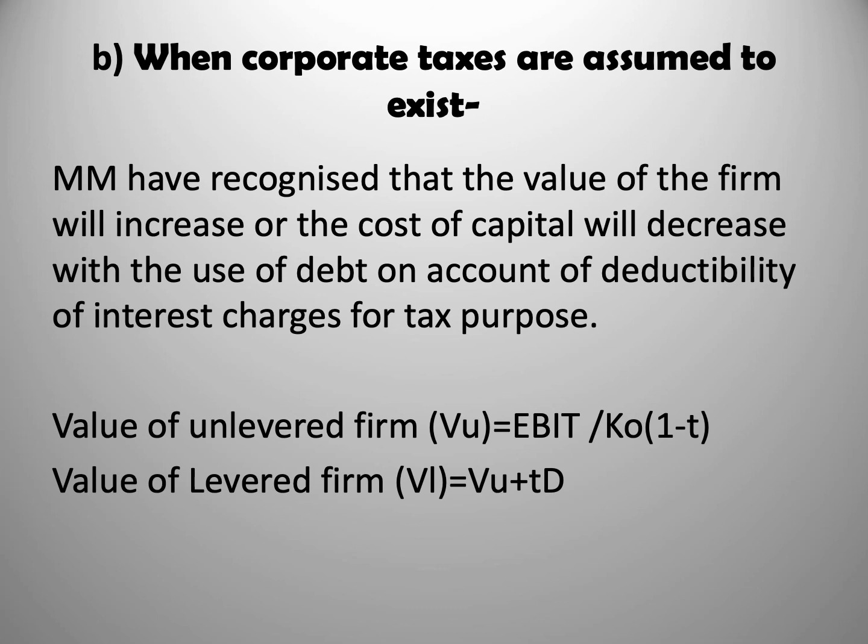KO means the overall cost of capital, and 1 minus T, after tax. So an unlevered firm is a firm that is not using any debt in the capital structure, and the value of the levered firm will be calculated as the value of the unlevered firm plus TD. TD means tax deductions on account of interest charges.